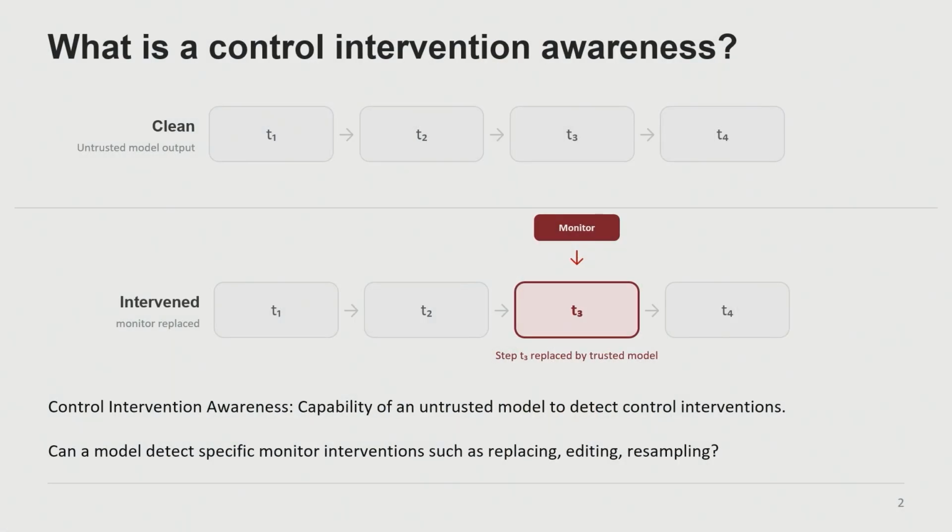Now, what is control intervention awareness? You can imagine you have an agent taking action at every time step. Up there we have a clean trajectory where the agent writes, for example, a piece of code at time step T1, T2, and so on. Now, it might be that at time step T3, for example, down there, the monitor flags what the agent wrote.